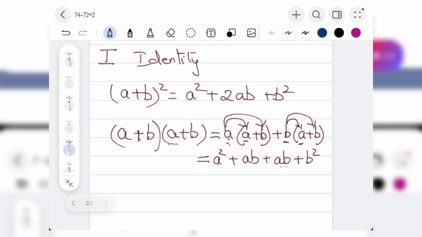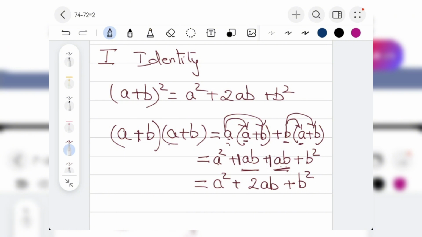So our answer for a plus b whole square is a square plus ab plus ab becomes 2ab. Because why is this 2ab? Because ab has got no coefficient. When there is no coefficient we take it as 1, and here again there is no coefficient, we take it as 1.